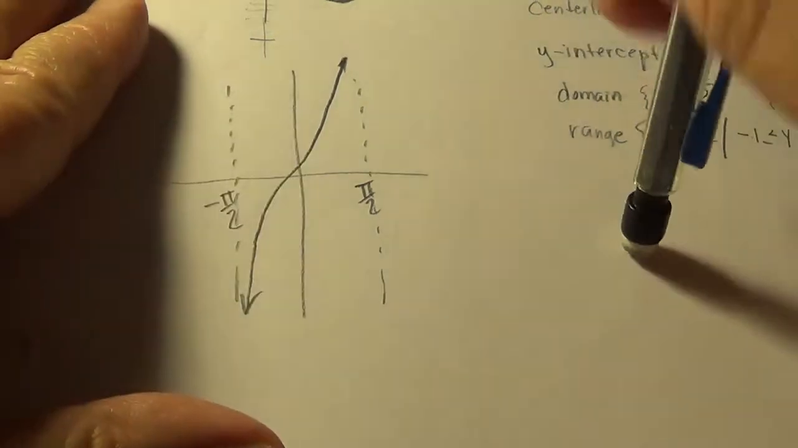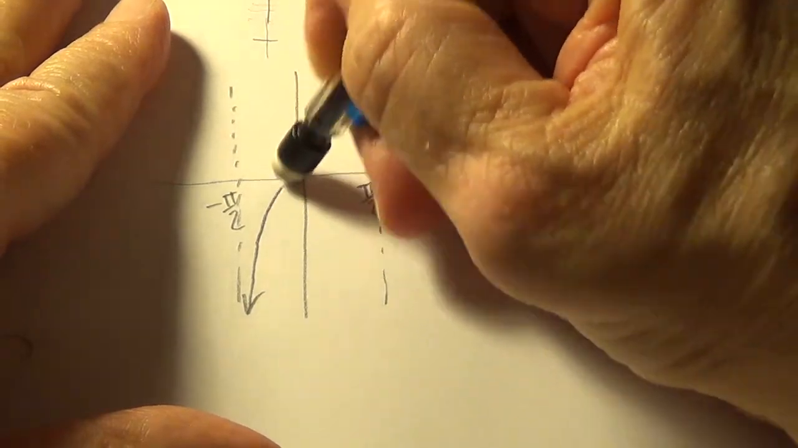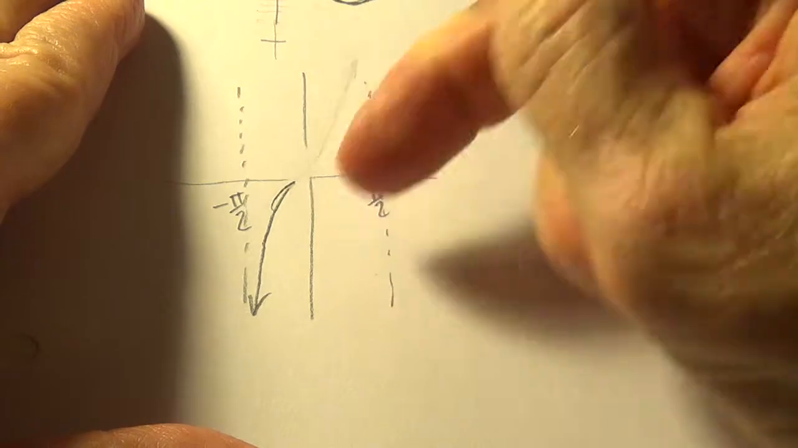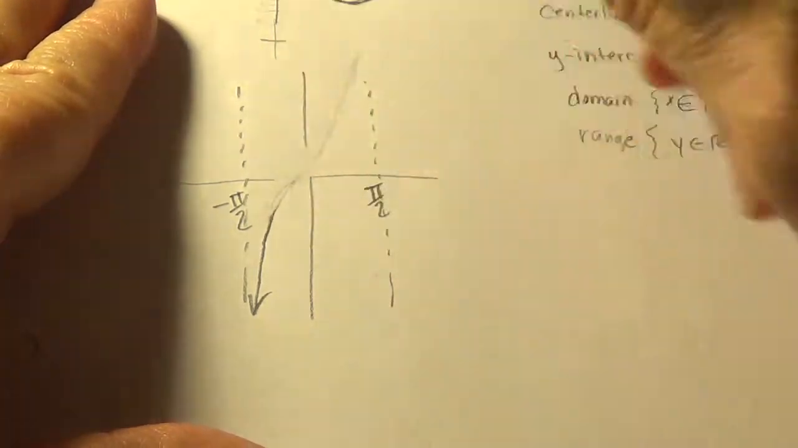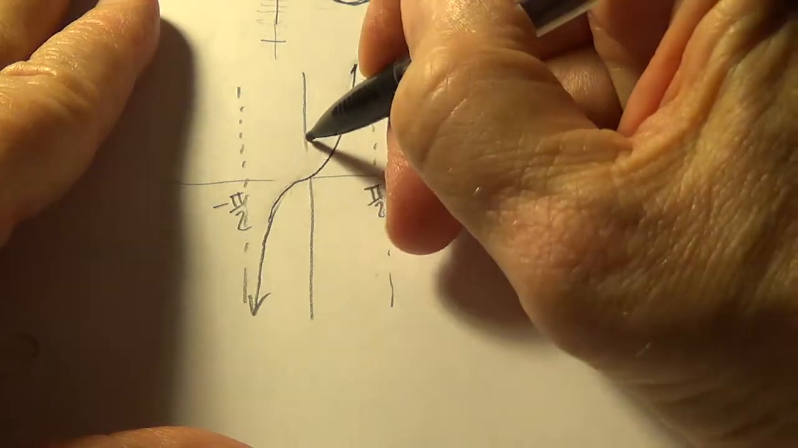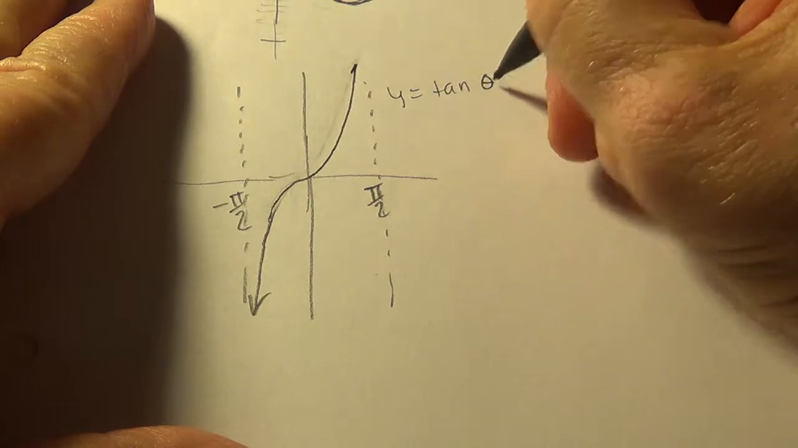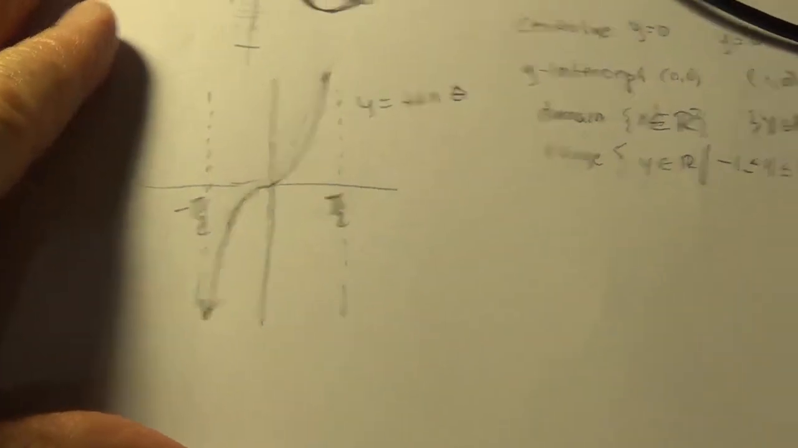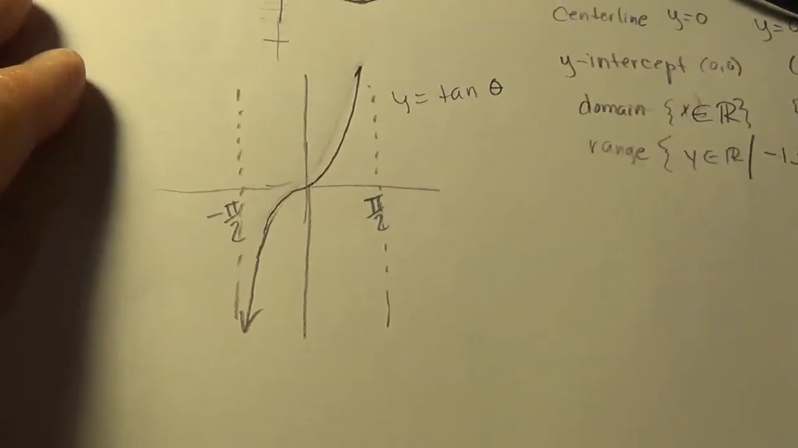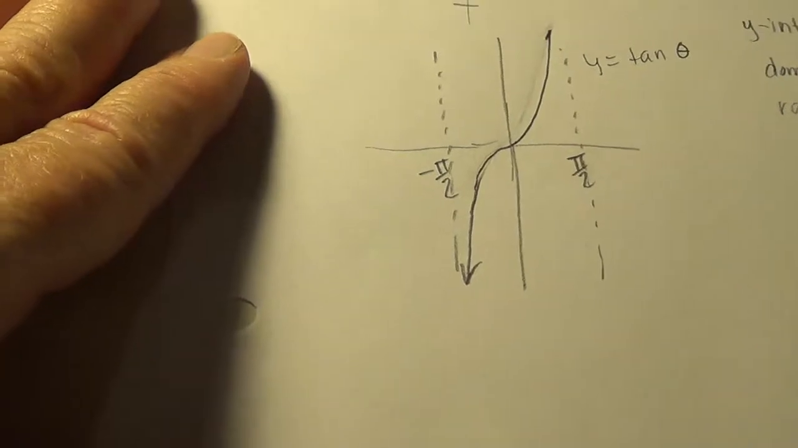Alright, I didn't have quite enough wobble there. I don't want a whole lot of wobble for the tangent curve, but some. So let me do that a little better. Alright, y equals tangent theta is right there. Let's go through the list for the tangent curve.